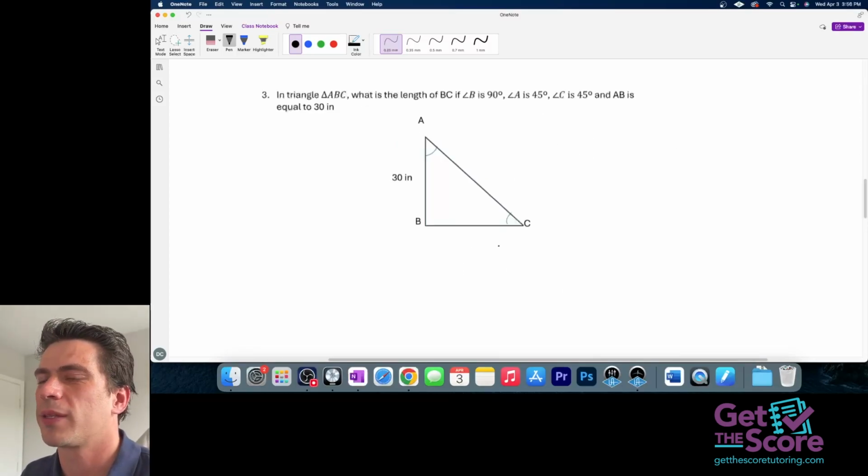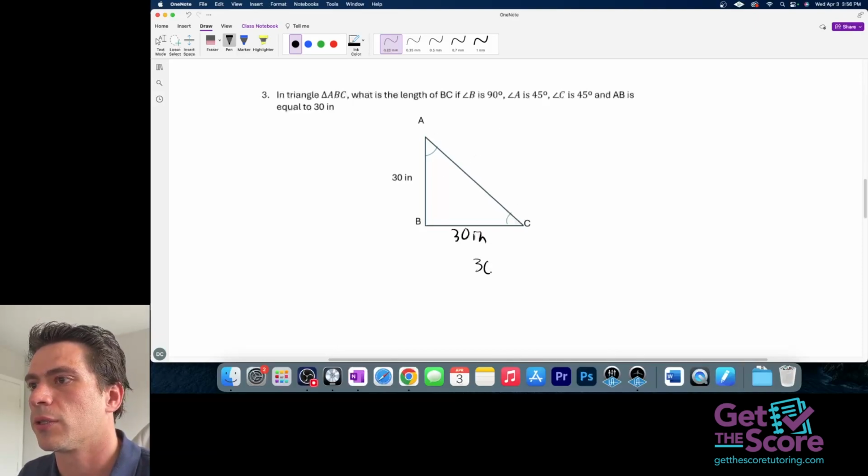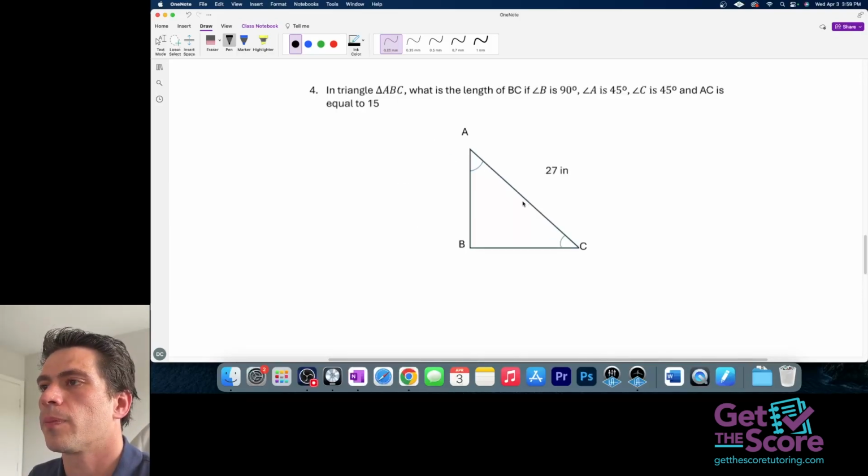All right, so the 45s are about the same level of difficulty, just a little less to keep track of. But for this one, it's pretty straightforward. You're just going to take this short side and then you're going to multiply by root 2 to get the hypotenuse. So obviously these are going to be the same, right? But then for your AC, just literally 30 times root 2. And then that's it.